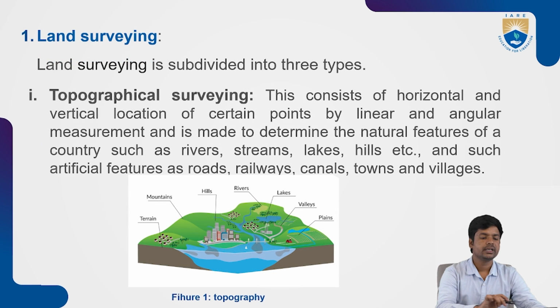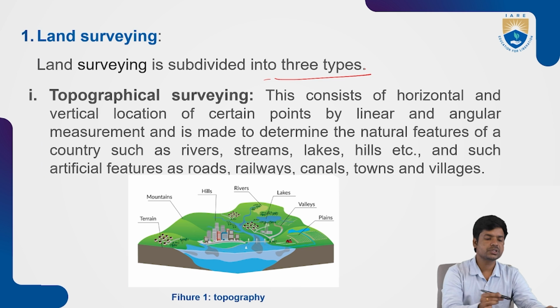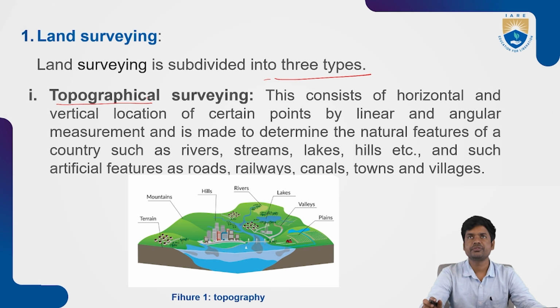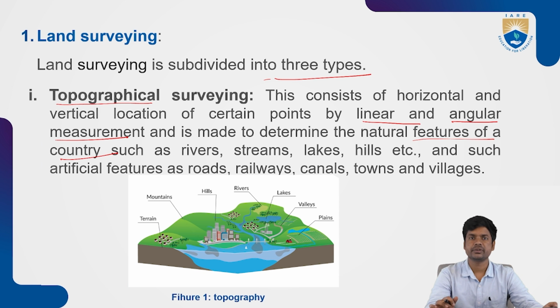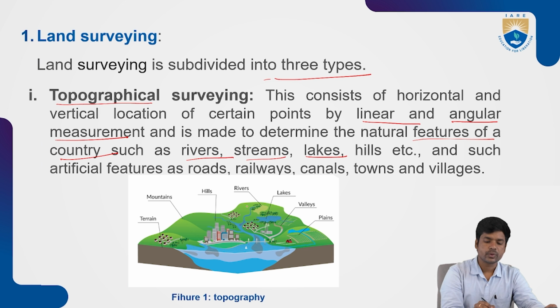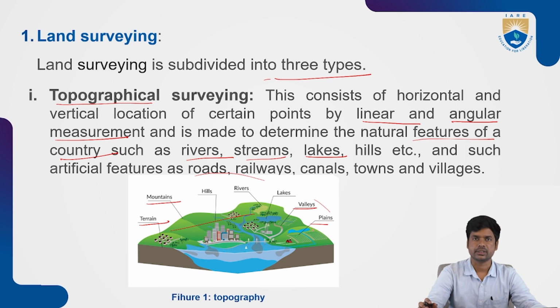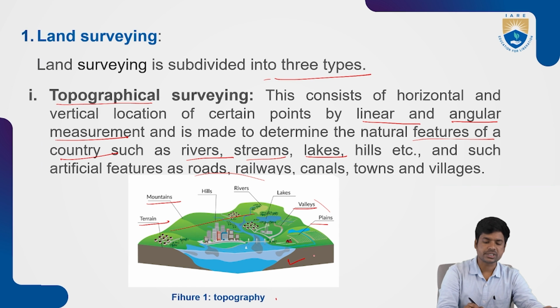Coming to land surveying, it is subdivided into three types. The first one is topographical surveying. In topographical surveying, we include the horizontal distances and vertical distances, including the angles and certain points by linear and angular measurement, and it is made to determine the natural features of a country. In this particular topographical surveying, we include natural features like rivers, streams, lakes, valleys, plain surfaces, mountains, and any terrains. So these all will be included in the topographical survey. Here you can see the picture also.